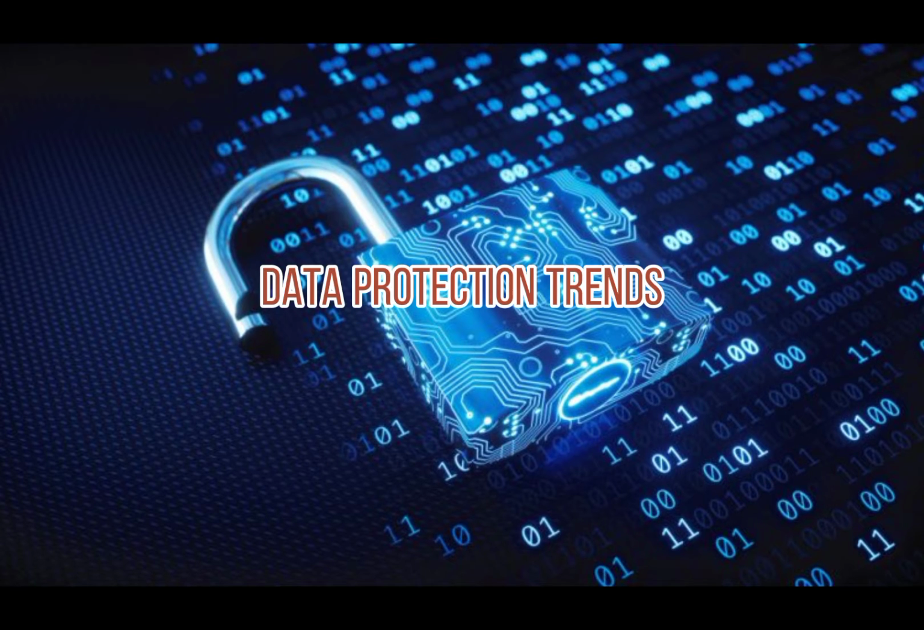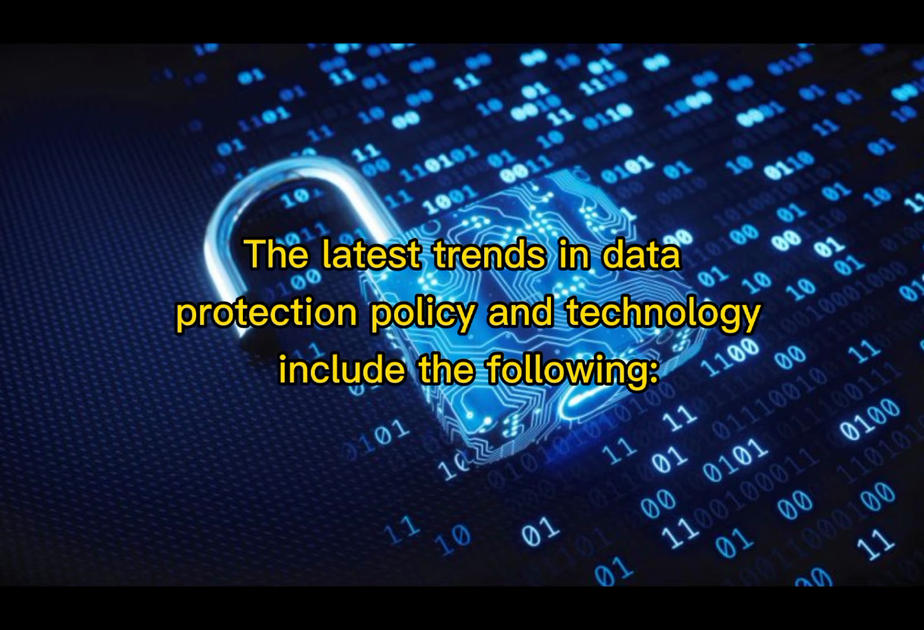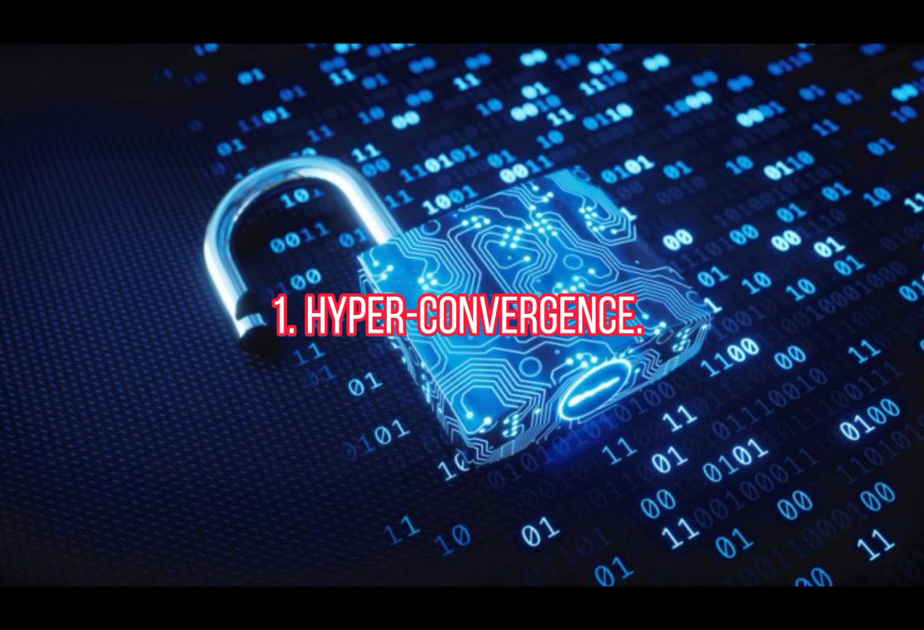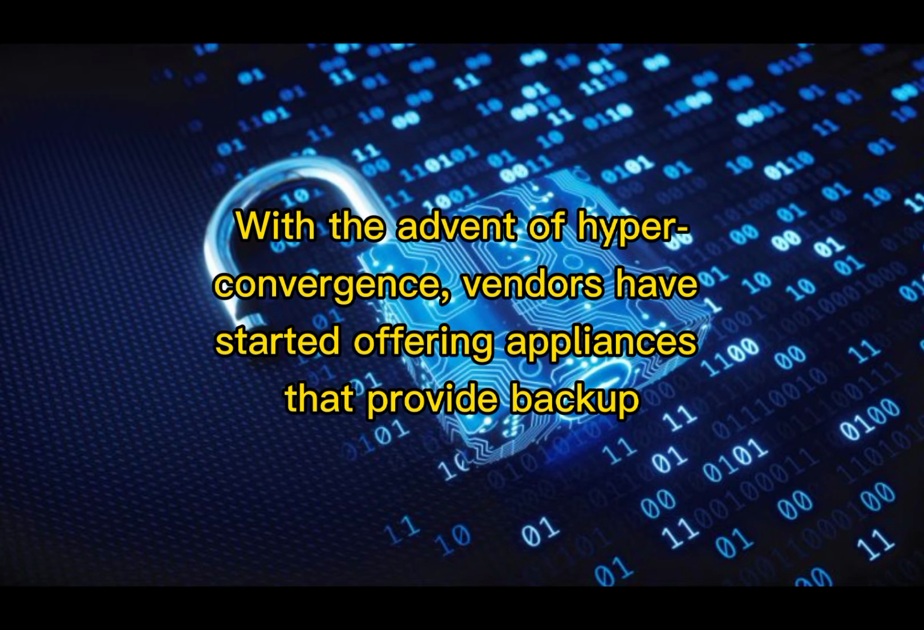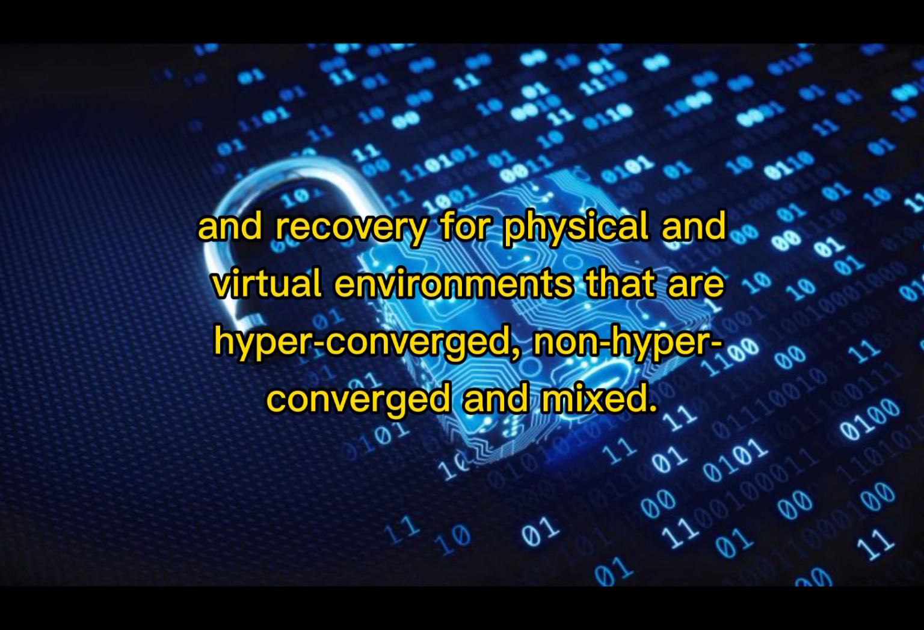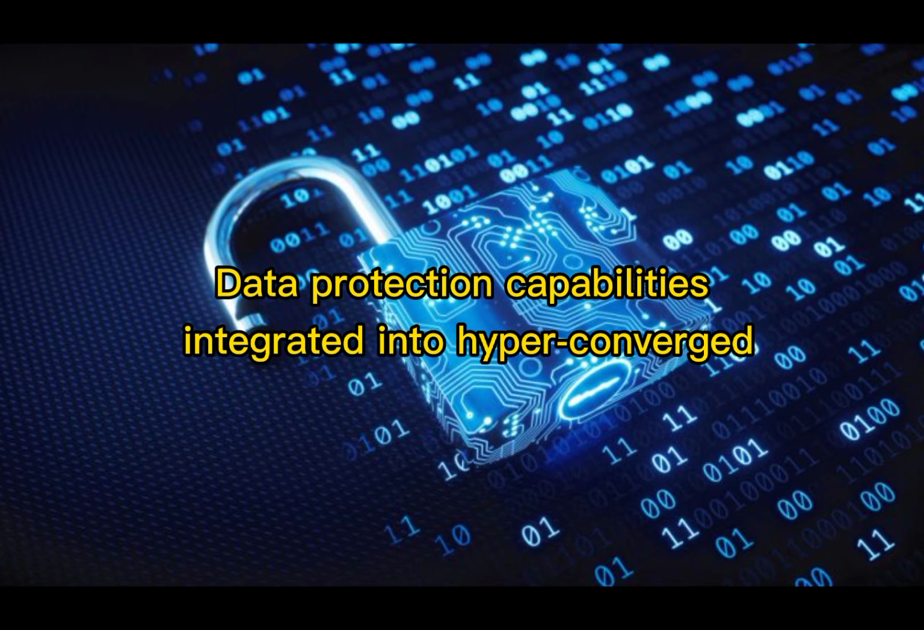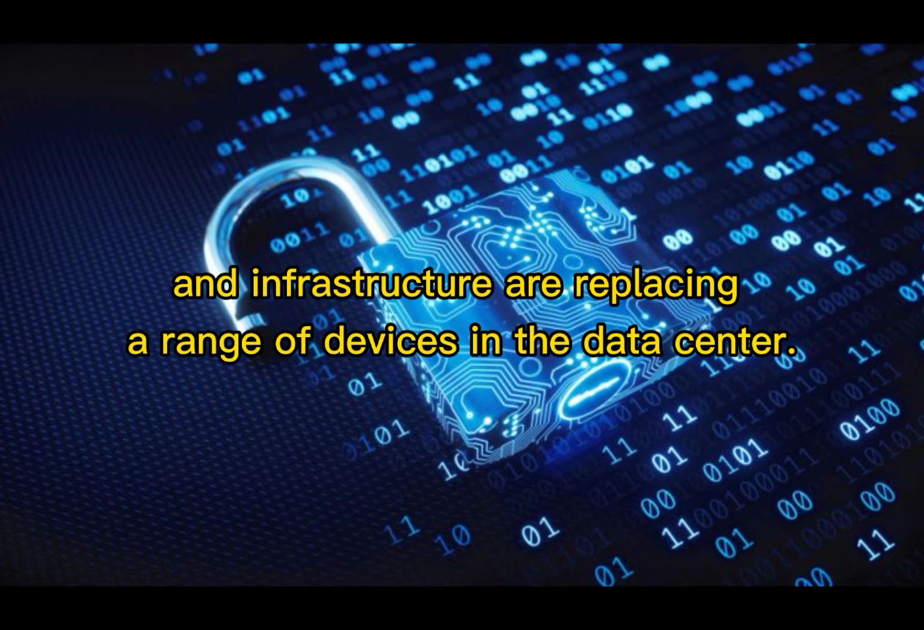Data protection trends. The latest trends in data protection policy and technology include the following. 1. Hyper-convergence. With the advent of hyper-convergence, vendors have started offering appliances that provide backup and recovery for physical and virtual environments, hyper-converged and non-hyper-converged, and mixed. Data protection capabilities integrated in hyper-converged infrastructure are replacing a range of devices in the data center.